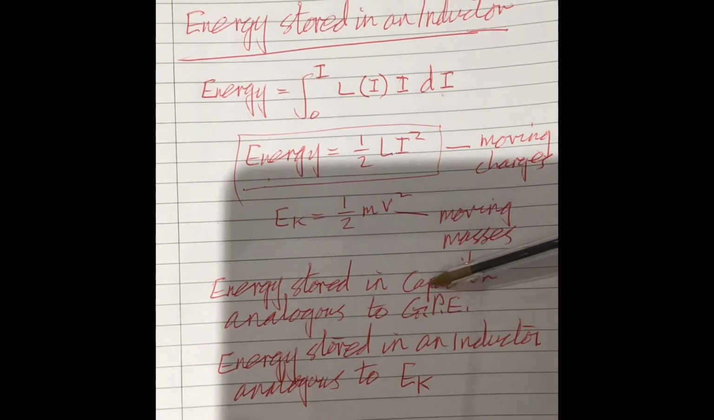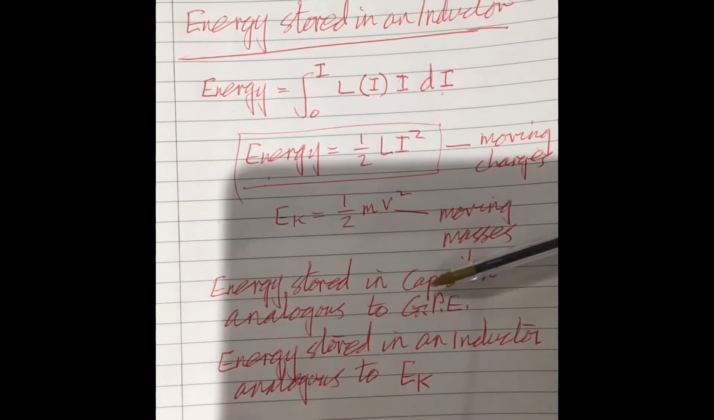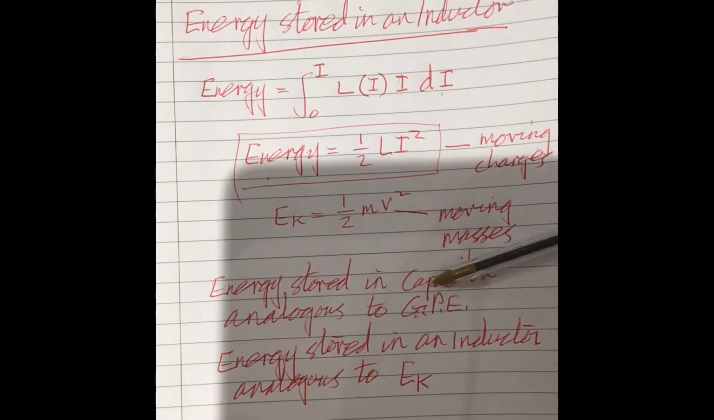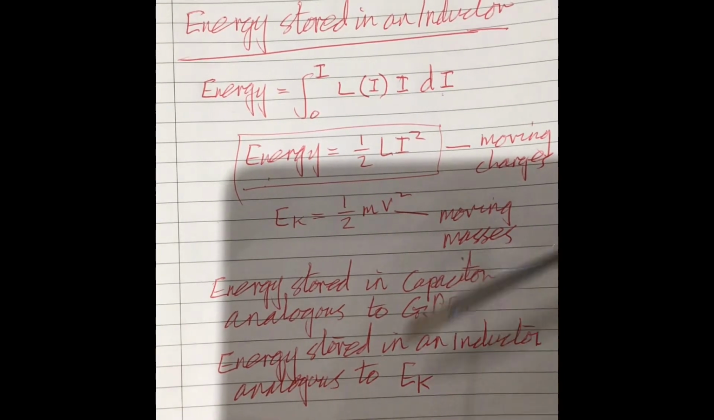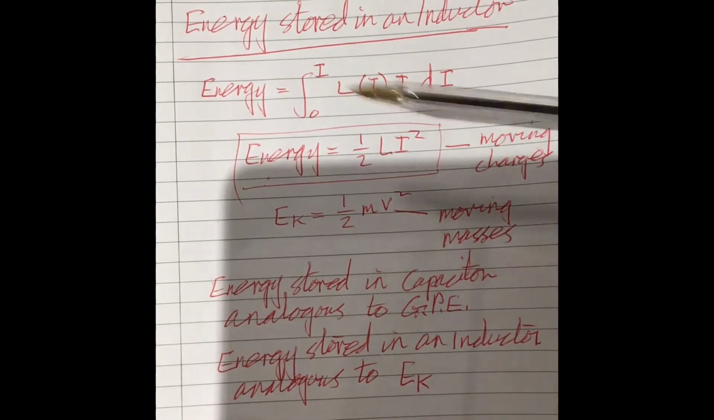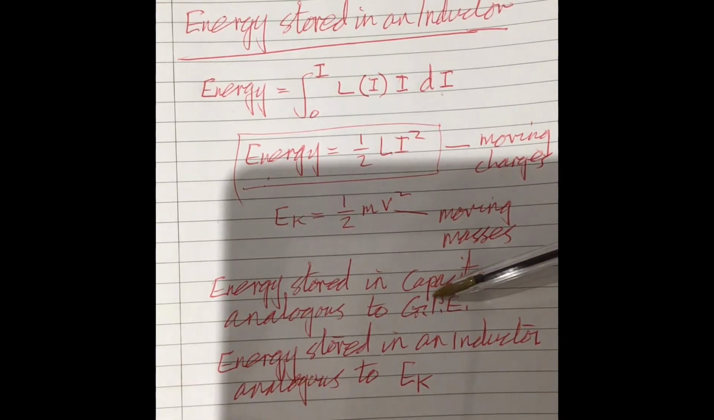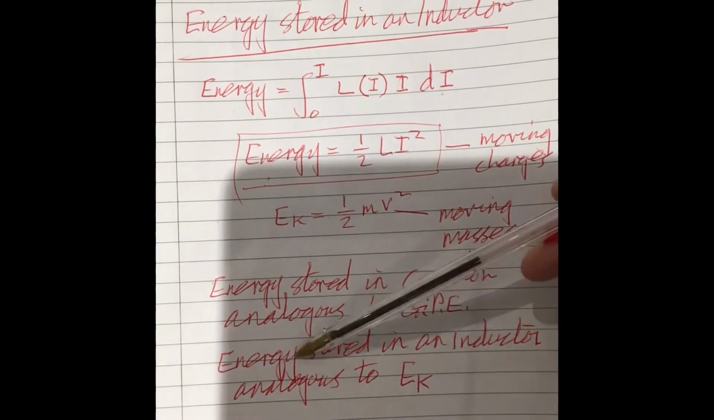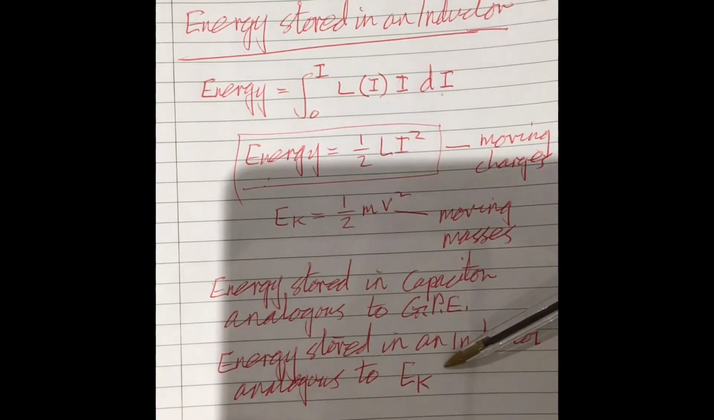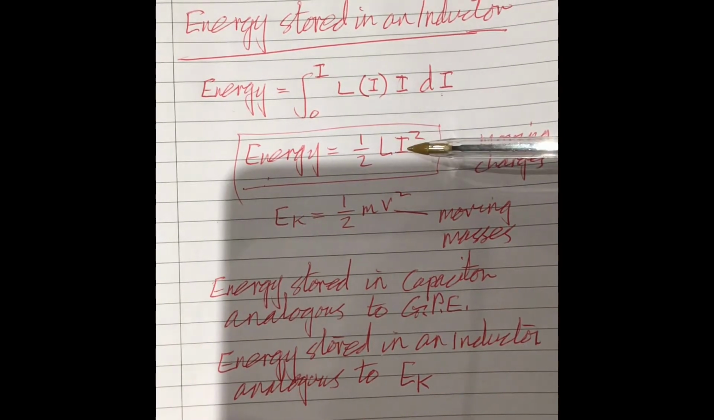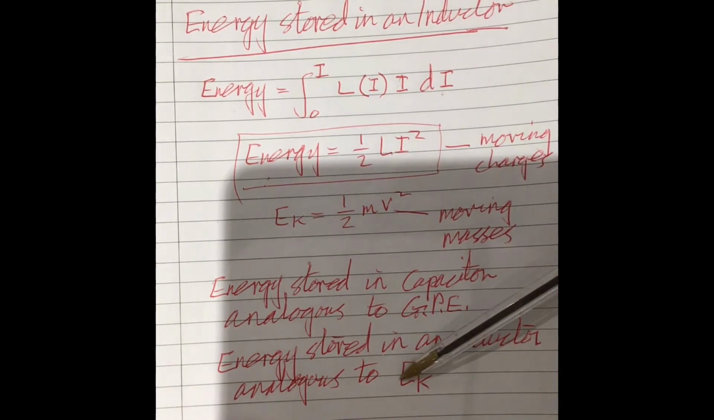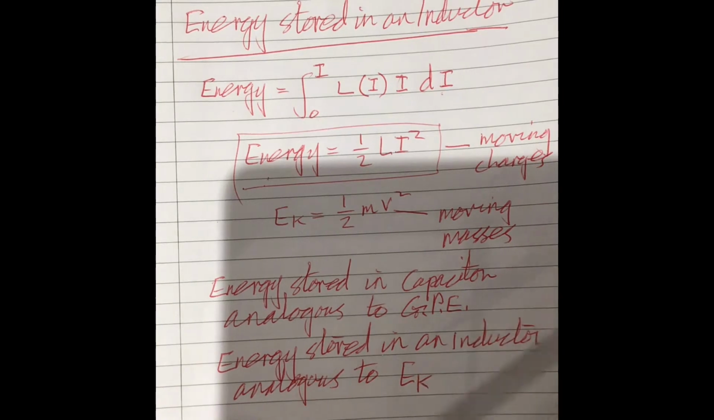Well, if you think about how a capacitor works, it works by fixing the position of a charge, and then an electric field builds up and so on. So how does gravitational potential energy work? It works by fixing the position of a mass. Energy stored in an inductor is clearly dependent upon the current. Current is moving charge, kinetic energy is moving mass.